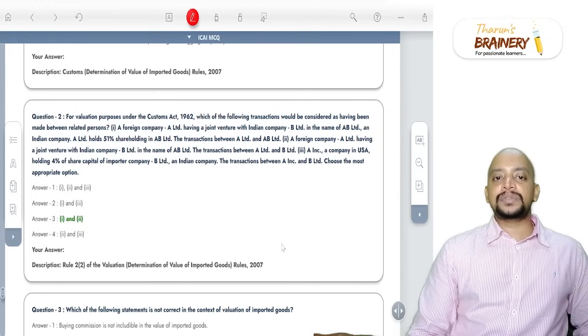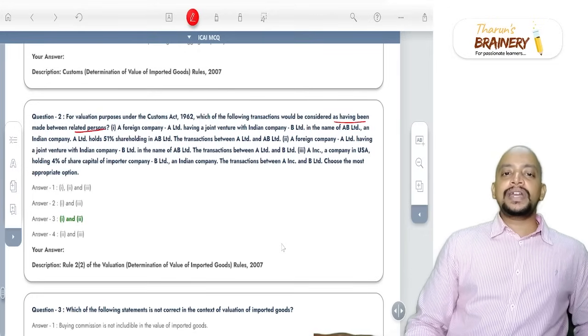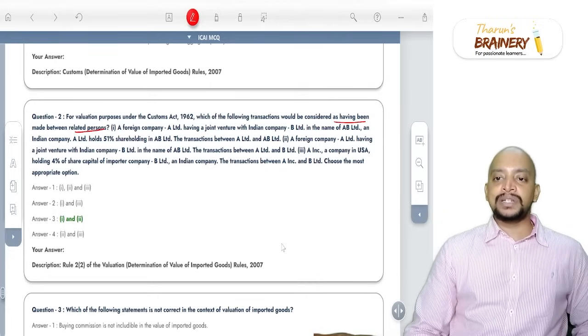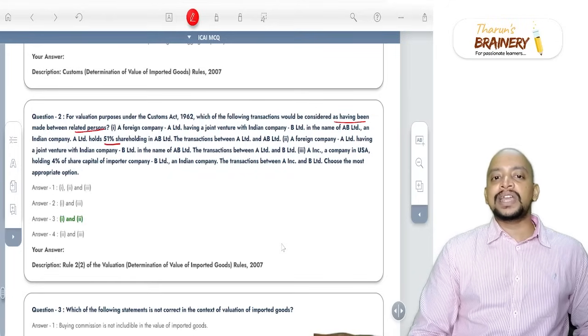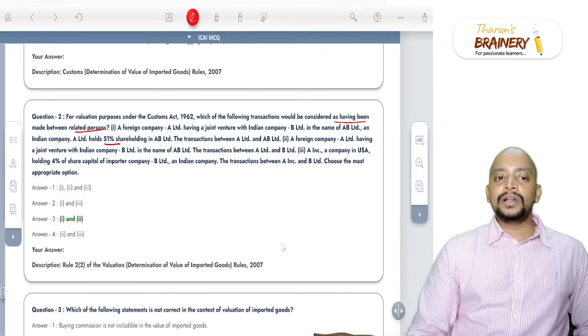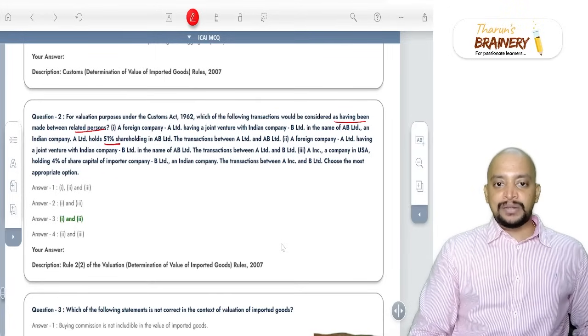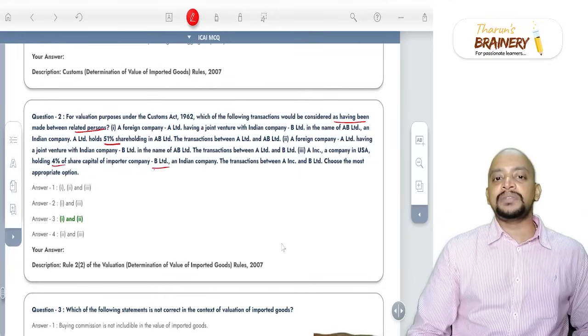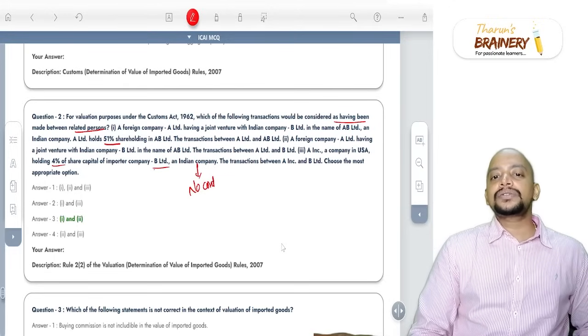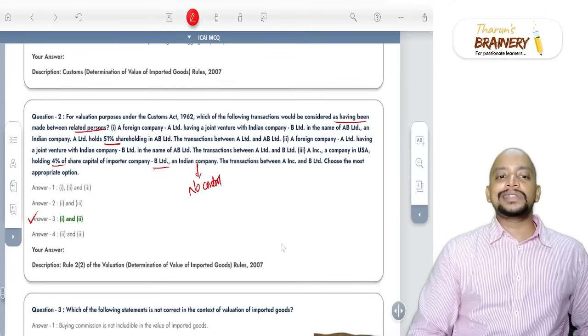Then for valuation purpose under the Customs Act, which of the following transactions would be considered as having been made between related parties? A foreign company A Limited having a joint venture with Indian company B Limited in the name of AB Limited. An Indian company A Limited holds 51% shareholding in AB Limited. Control is there. As there is a control, definitely it is a related party transaction. A foreign company A Limited having a joint venture with an Indian company B Limited in the name of AB Limited. So joint venture. So yes, definitely control is there. So therefore, third one, A Incorporation, a company in USA holding 4% of the share capital of importer company B Limited, an Indian company, no control. As there is no control, so therefore only 1 and 2 is the answer.